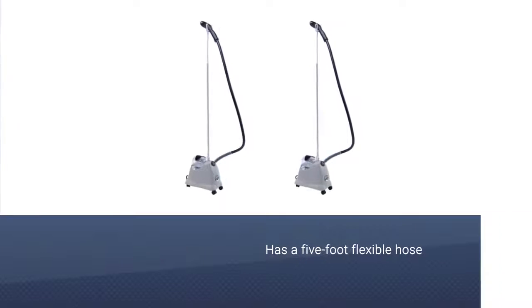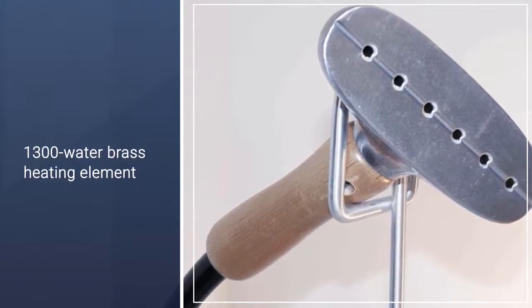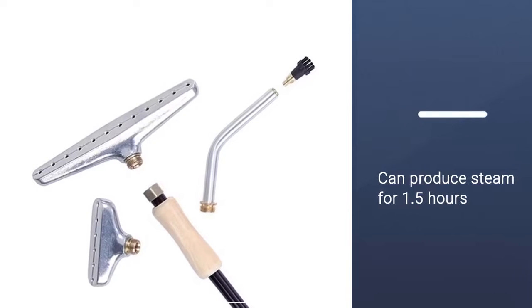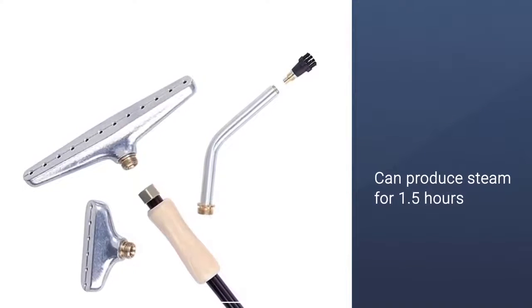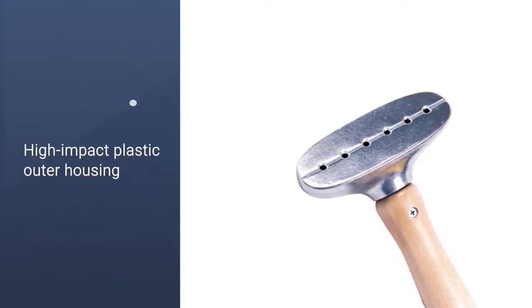The steamer has a 1300-watt brass heating element. The powerful heater allows it to get hot and ready to use after just 2 minutes. It can produce steam for 1.5 hours on a single tank of water. The steamer also has a high-impact outer housing designed to last a long time.